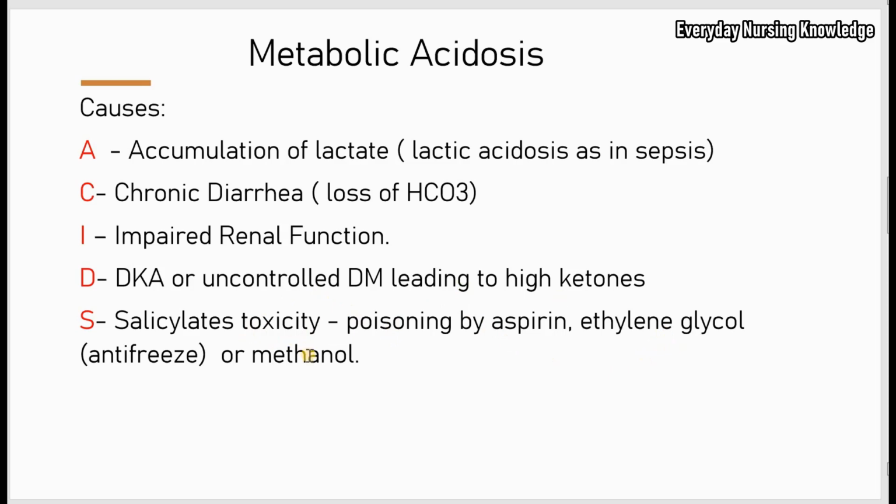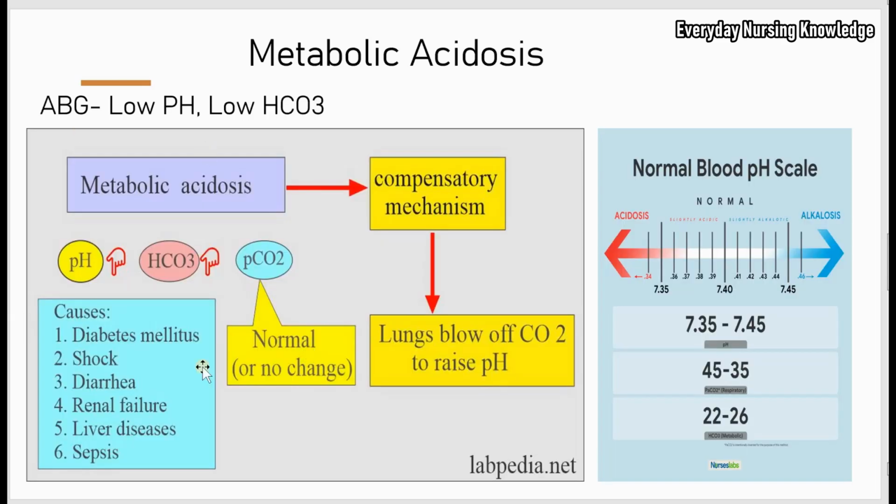Now what happens when the body is in metabolic acidosis? If you look at the pH, it's acidotic, so the pH level drops. The normal pH is 7.35 to 7.45. So when the blood pH drops, it will be less than 7.35. The bicarbonate level, which is a base, drops. It is normally 22 to 26. The level will be less than 22.